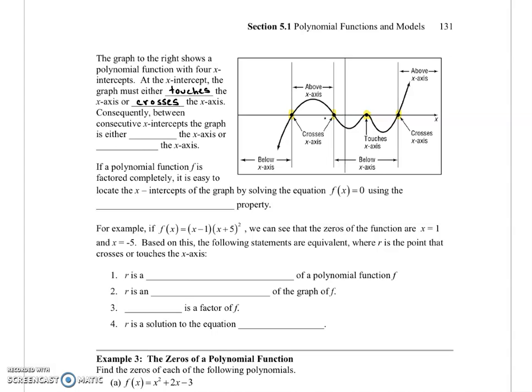So consequently, between consecutive x-intercepts, the graph is either above or below the x-axis. So you can see between these x-intercepts, it's above, and then between the second and third x-intercept, it's below, and between the third and the fourth, it's below.